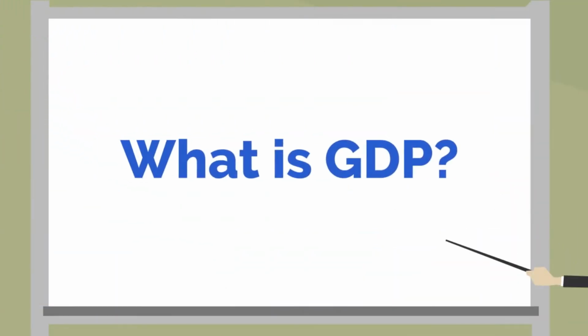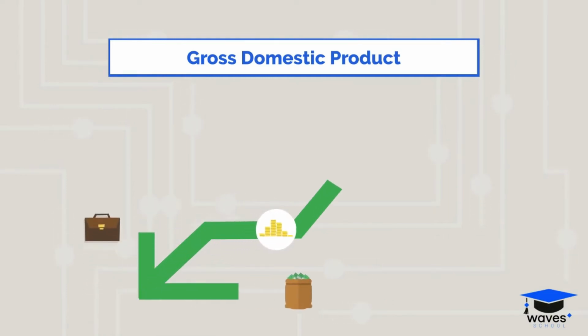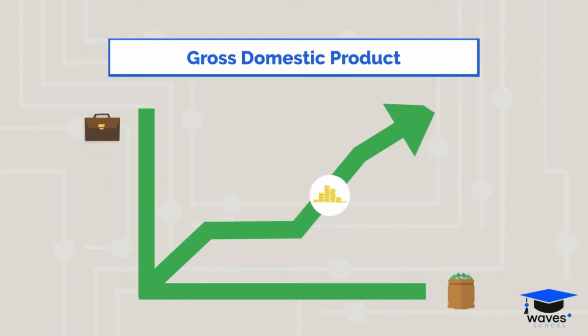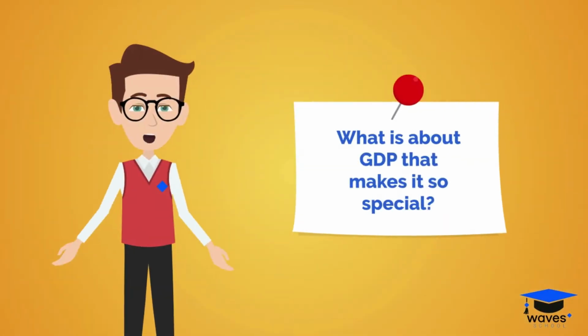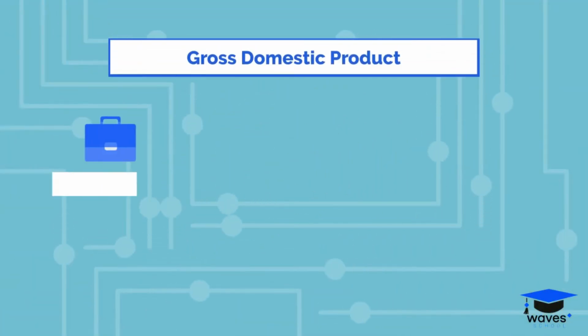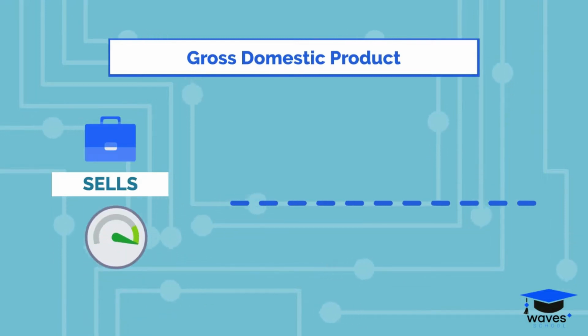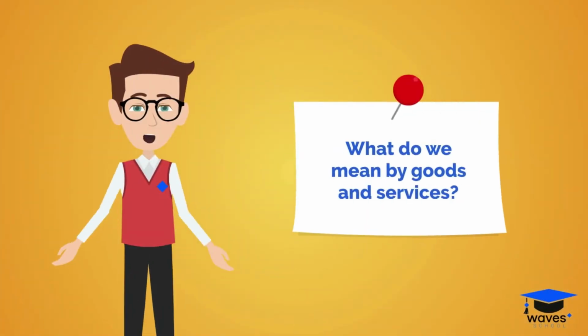What is GDP? GDP, also known as Gross Domestic Product, is the indicator that par excellence allows us to know the state of a country's economy. And why? What is it about GDP that makes it so special? This indicator represents the value of the goods and services produced by an economy or country in a specific period, generally 1 year. What do we mean by goods and services?